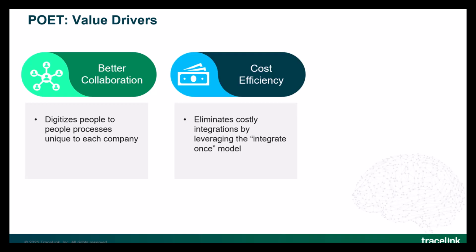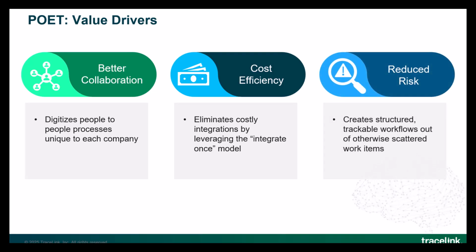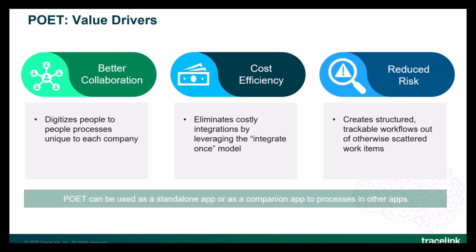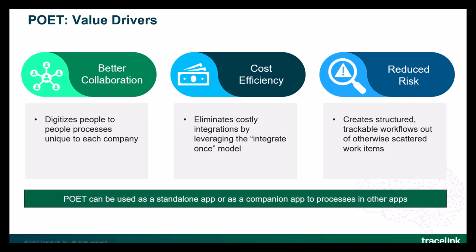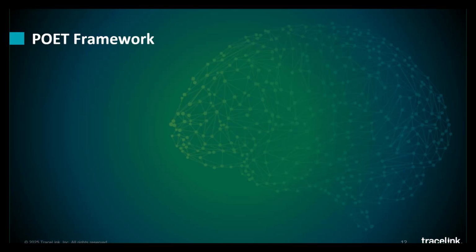It drives cost efficiency by leveraging an integrate once model, which eliminates the need for multiple costly integrations and simplifies connectivity across systems. It also reduces risk by transforming scattered, unstructured tasks into structured and trackable workflows, ensuring greater visibility, accountability, and compliance. Additionally, POET offers flexibility in deployment. It can function either as a standalone application or as a companion application that supports and enhances processes managed in other systems. Let's now take a look at the POET framework.